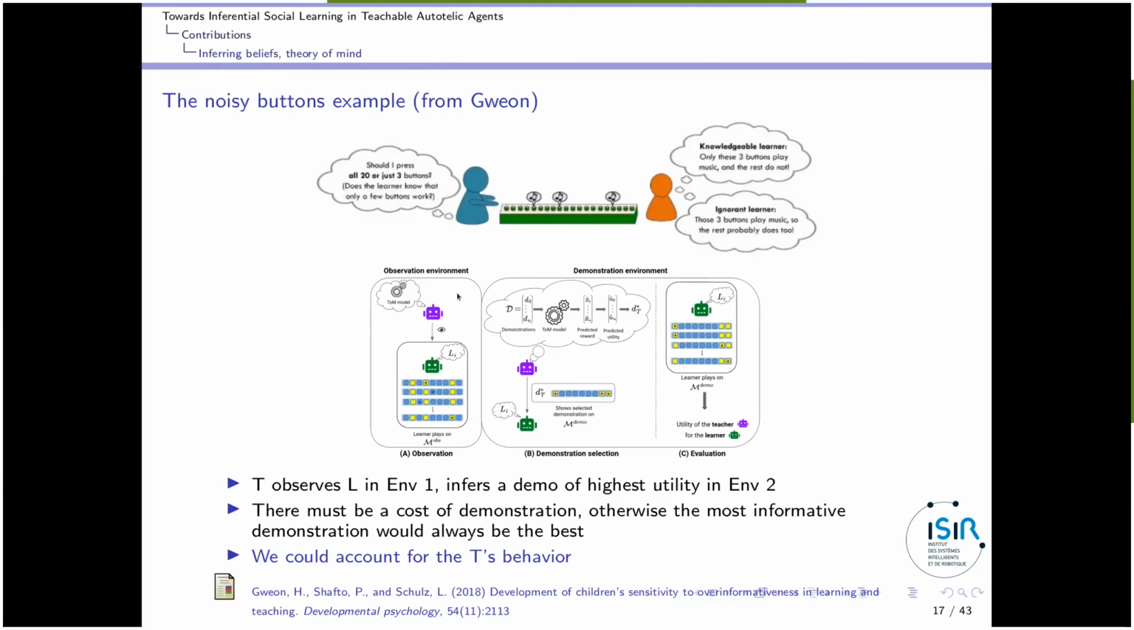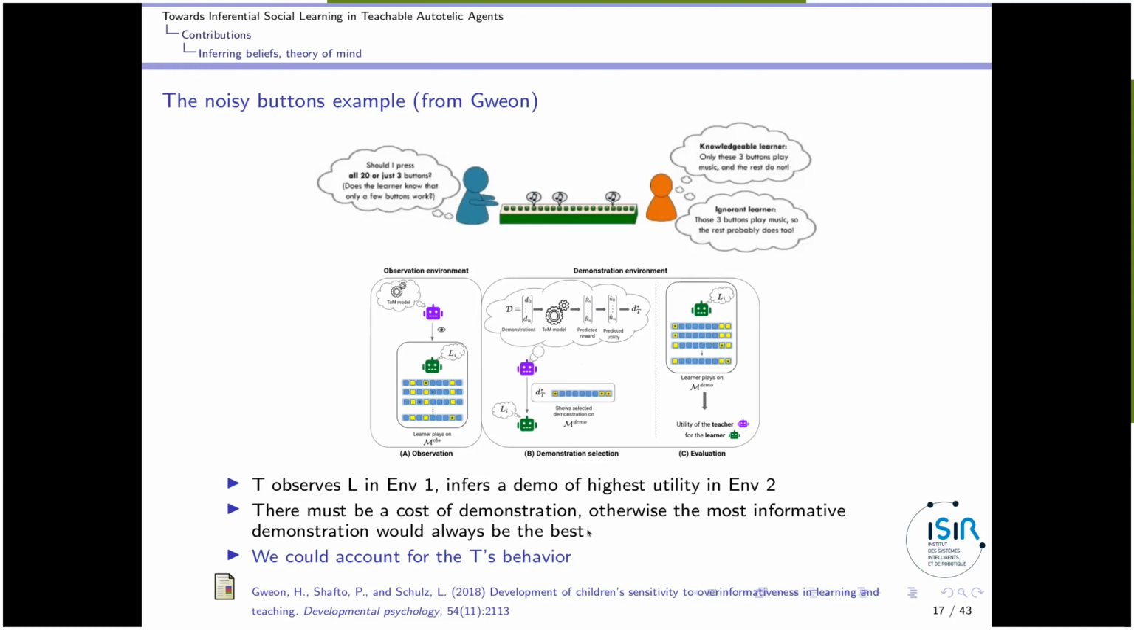So for that we need to have 2 environments. There is first an environment where the teacher is just observing the behavior of the learner. And from this observation and some models, the teacher will infer what's the utility of different possible demonstrations, and will play in another environment the demonstration that it expects will have the greater utility for the learner.